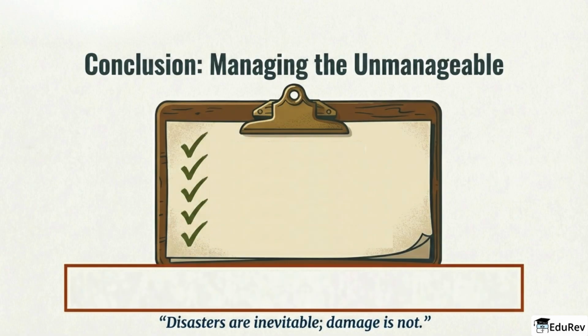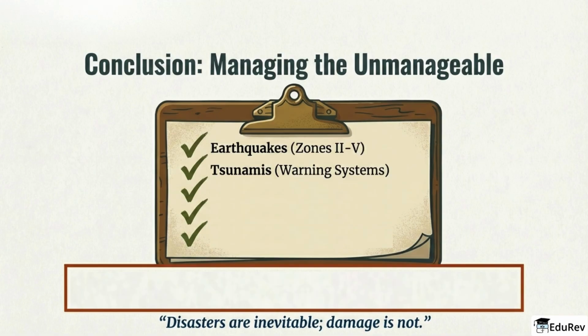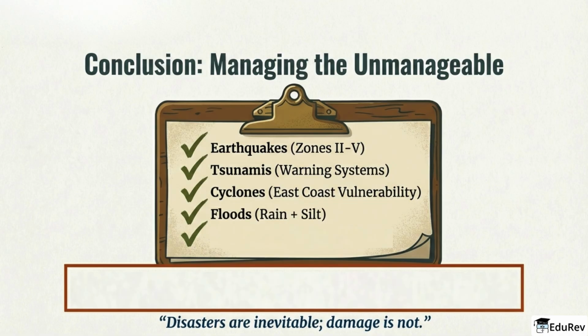Now we close with consolidation. Earthquakes, zones 2 to 5. Tsunamis, warning systems. Cyclones, east coast vulnerability. Floods, rain plus silt. Drought, 4 types.